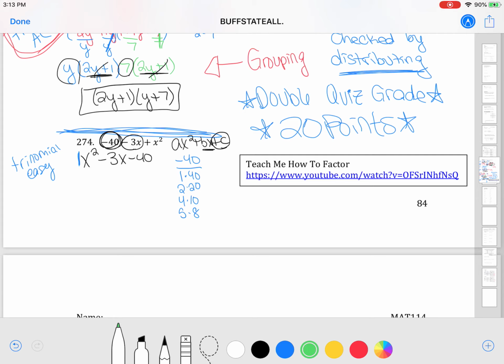Now my goal here is to pick the pair that adds to the middle number. Take a second to try and figure it out. It's going to be positive 5 and negative 8. Because again, do that check. Positive 5 times negative 8 is negative 40, and positive 5 plus negative 8 is a negative 3. So using that shortcut, my answer is going to be x plus 5 and x minus 8.